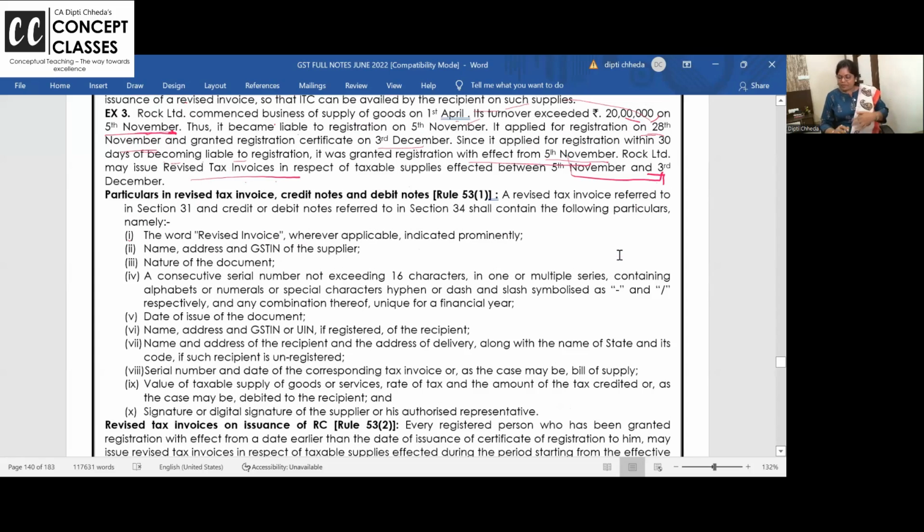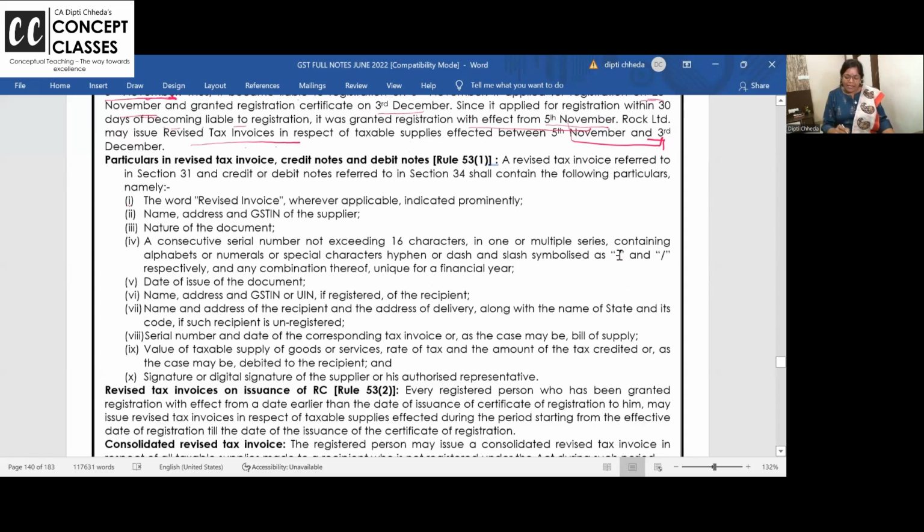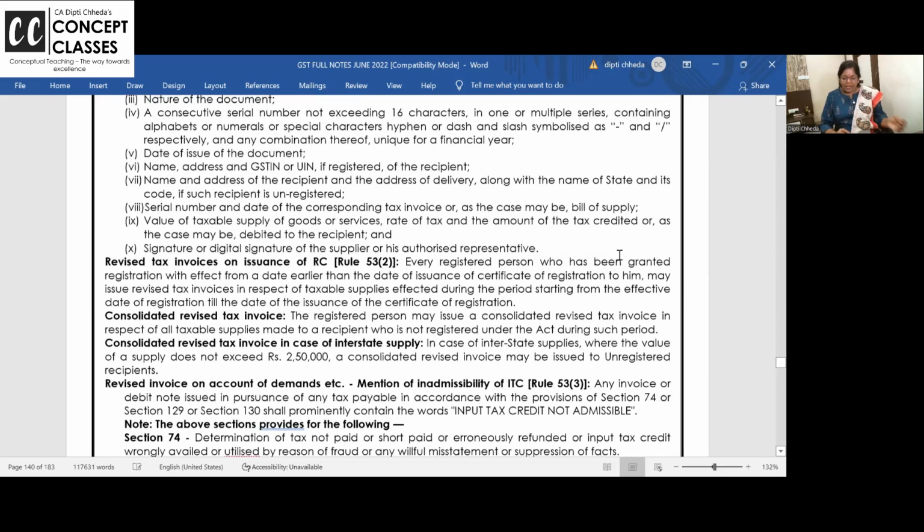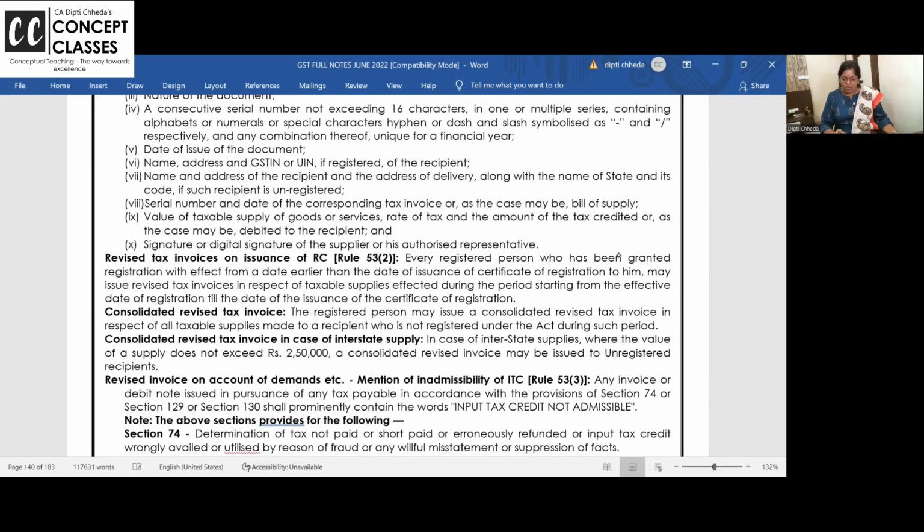The revised tax invoice should have the words revised invoice written, then name, nature, serial number, date of invoice, and all the other details. This I have just given for reading. You should know the meaning. Okay? Revised tax invoice on issuance of RC.